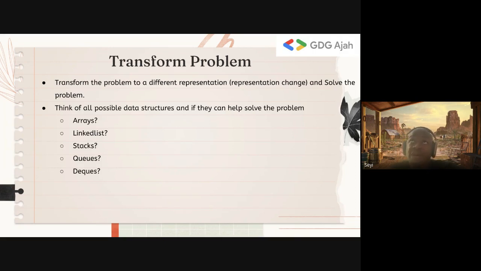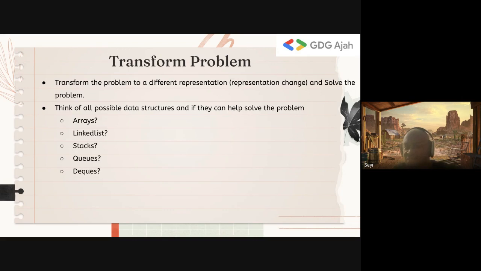So the way you can think about it is that you think about all the possible data structures and how they can help you solve the problem. You think about arrays, linked lists, stacks, queues, decks. In the context of sorting an array, the input problem is already in an array, so there's nothing an array can help us with. With a linked list, the input problem can be in an array or a linked list, so nothing can be done there.